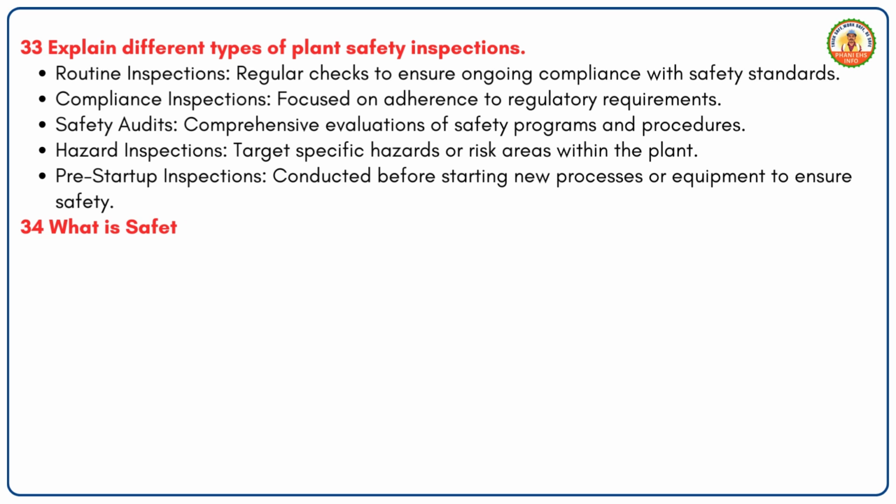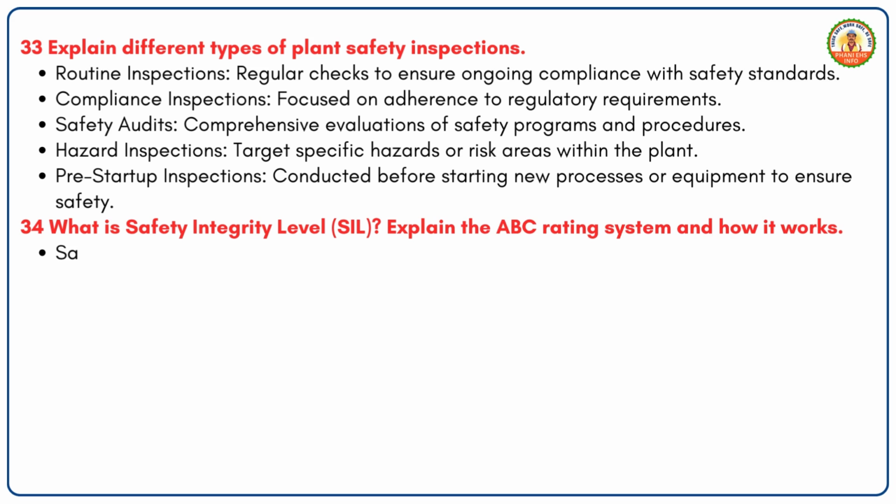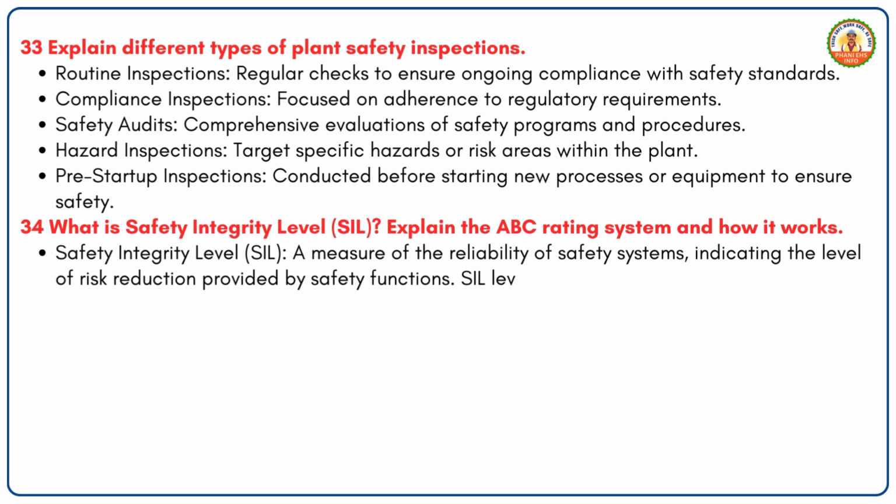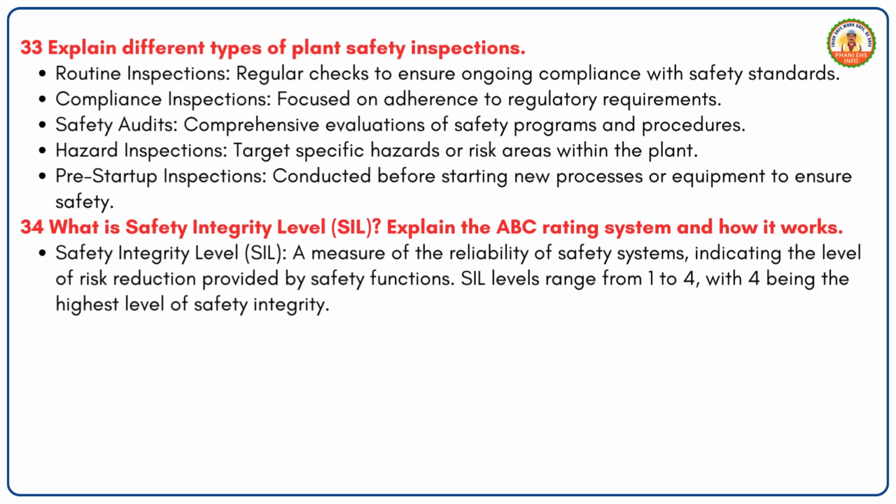34. What is Safety Integrity Level, SIL? Explain the ABC rating system and how it works. Safety Integrity Level, SIL, is a measure of the reliability of safety systems, indicating the level of risk reduction provided by safety functions. SIL levels range from 1 to 4, with 4 being the highest level of safety integrity.